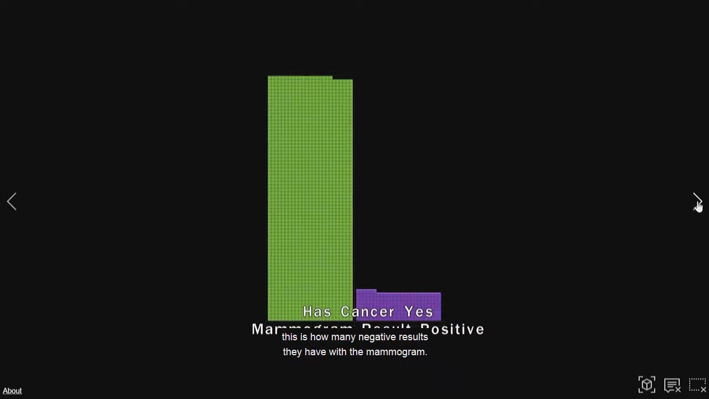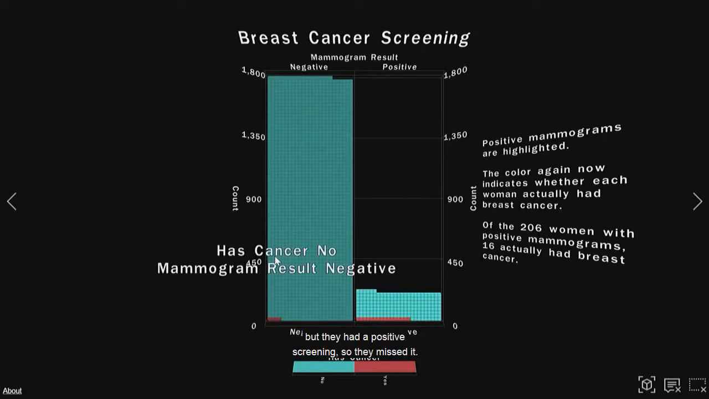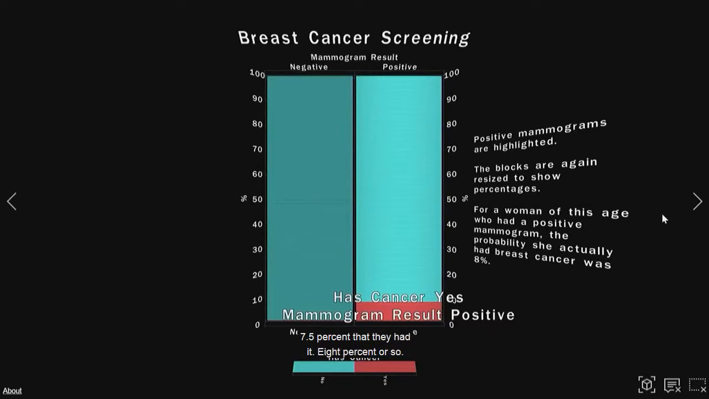We don't get too many wrong. Don't have cancer, that have cancer, but they had a negative screening, so they missed it. So we're pretty good. We only missed four of them. But there's still all those false positives. So again, that's why you're seeing it's really only the 7.5% that had it, 8% or so.